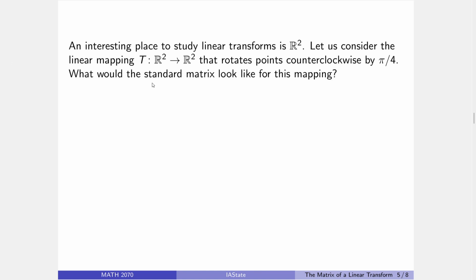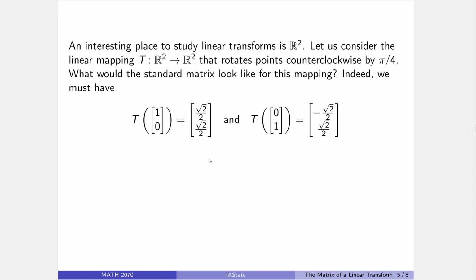Because if I know my mapping rotates things by pi over 4, if I want to find a standard matrix for this linear mapping, just rotate the standard basis elements by pi over 4. So here we think of (1, 0), that's the point on the x-axis. And if I rotate it by pi over 4, I'll pick up the root 2 over 2 and root 2 over 2. I just think of picking that point and rotating it by pi over 4.